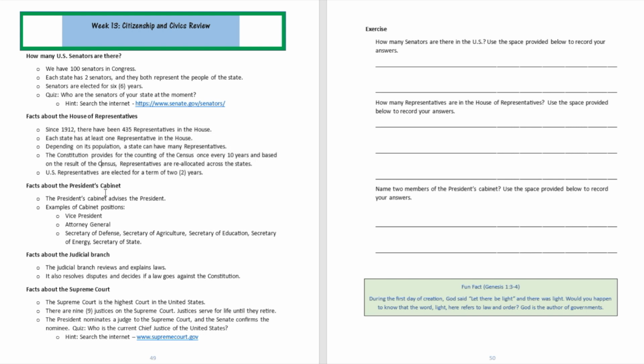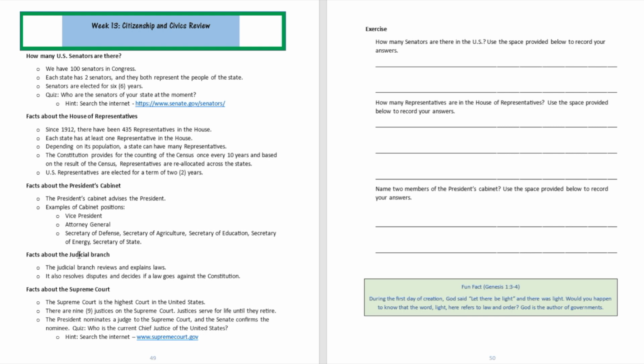Alright, what about the presidency? The president's cabinet advises the president, and the positions over there will be inclusive of the vice president, the attorney general, secretary of state, secretary of defense, Secretary of Agriculture, Education, Energy. So these are positions that are found in the cabinet of the United States President.